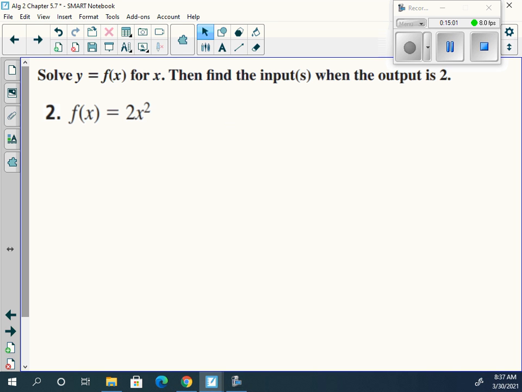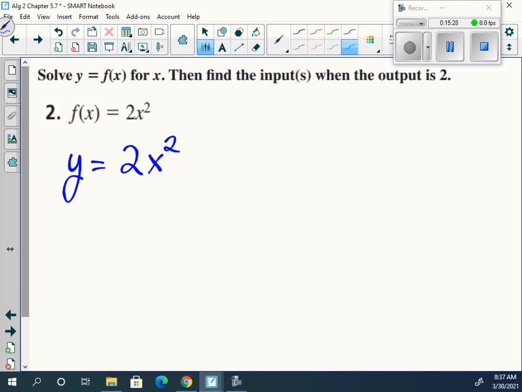Now, technically speaking, this does not have an inverse because quadratics are a U-shaped graph. They don't pass the horizontal line test. So there would be restrictions, but we're not going to worry too deeply into those restrictions yet. We're going to go on and just follow this here. So if we were to look at this, it'd be y is equal to 2x squared.